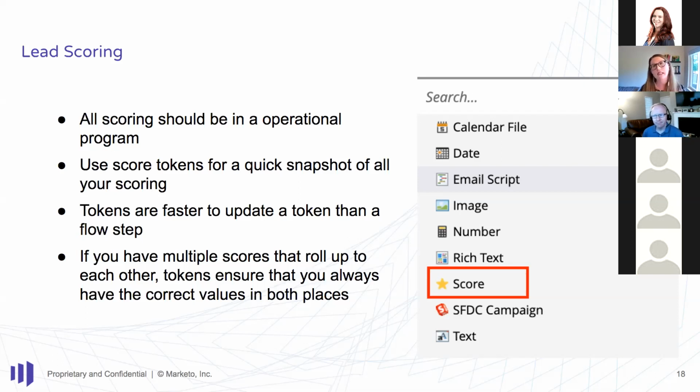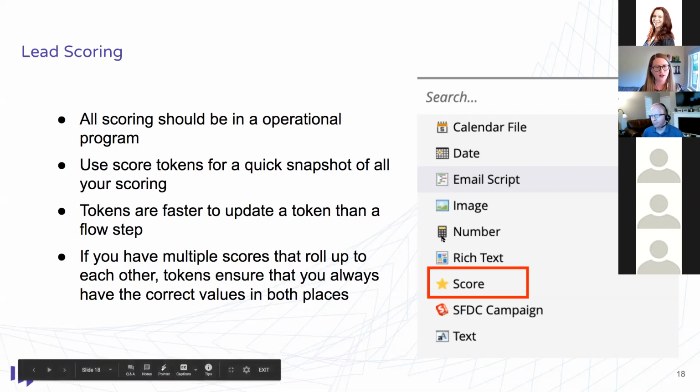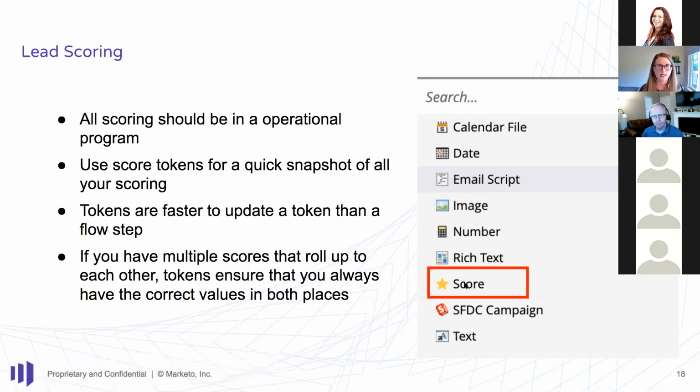So the next level of this is to add scoring tokens. Honestly, I only fairly recently even realized that this score token existed. There's a lot of different things you can do with tokens, but this score one is really unique. It makes it super easy. If you need to update it, you just change it in the token, which we all know is a lot faster than clicking into smart campaigns.